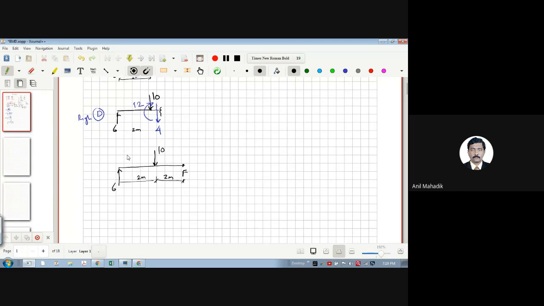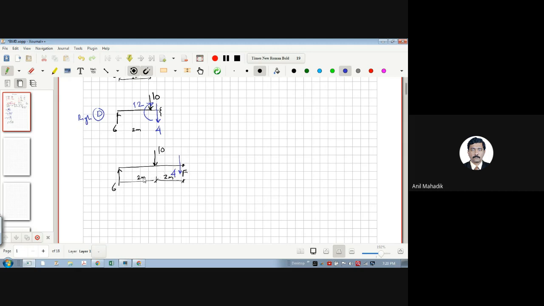Now we are interested to know the shear force at this point. So how much will be the shear force? This plus 6 minus 10. How much will come here? Minus 4. So downward, I am just showing.